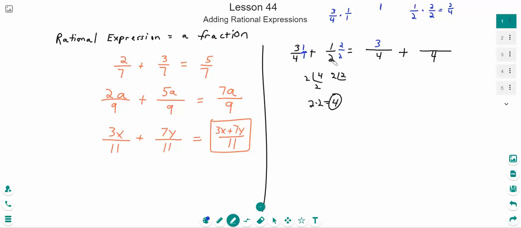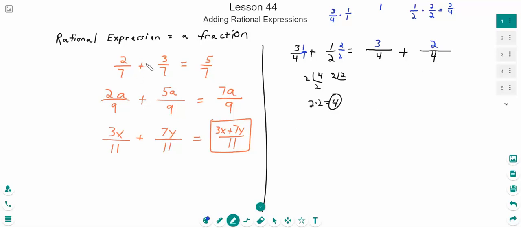All right, so now we have 2 times 2. That gave us the 4. Now we need to take the numerator and also multiply that out. 1 times 2 is 2. Okay, so now we have equivalent fractions. 3/4 is equivalent to 3/4. 2/4 is equivalent to 1/2. So we haven't changed the expression value. However, now we've made it so that the denominators are equal. They're the same. And we're back to the original set of problems.